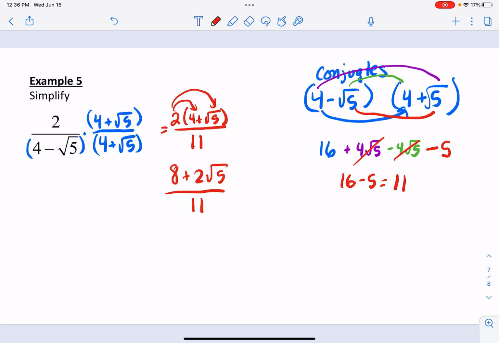And that is my video on simplifying radicals.